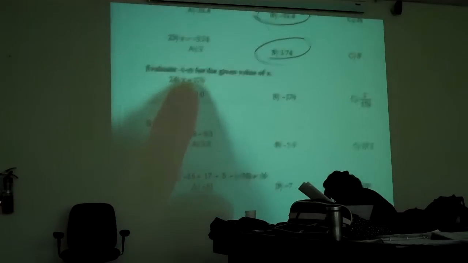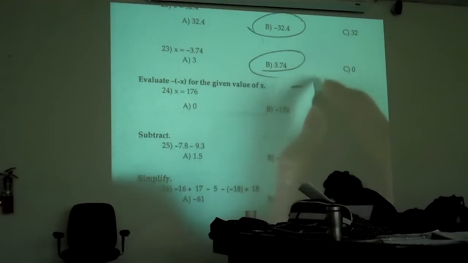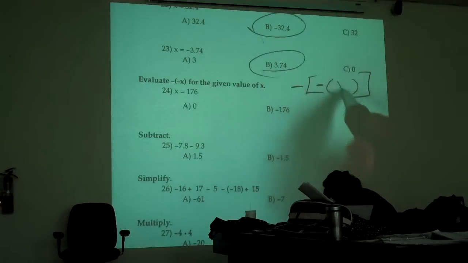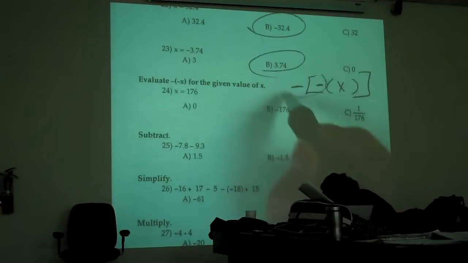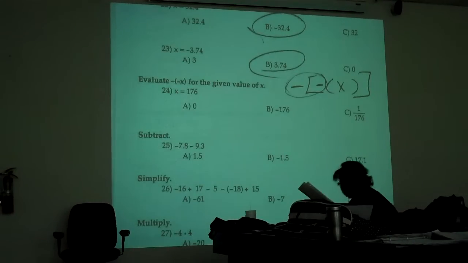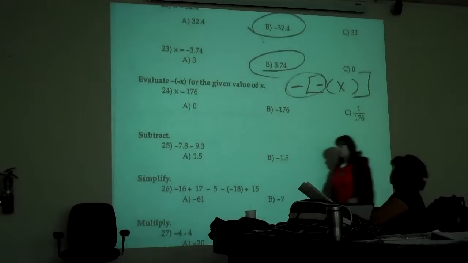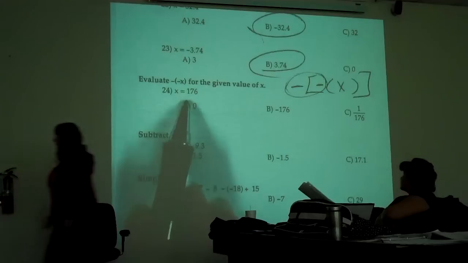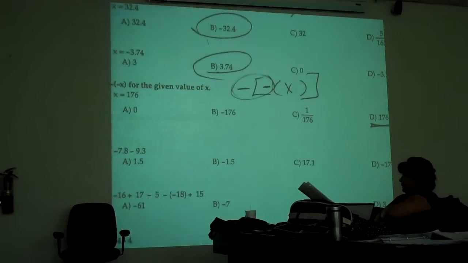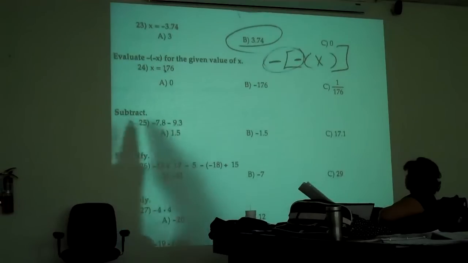Okay, evaluate negative x. So you have negative x. Okay, this is your x. These two turn into positive. So whatever x is, it's going to be just the same thing. Okay, if x is 2, the answer is 2. This x is 176, so the answer is just 176. Okay? So this one, same answer.